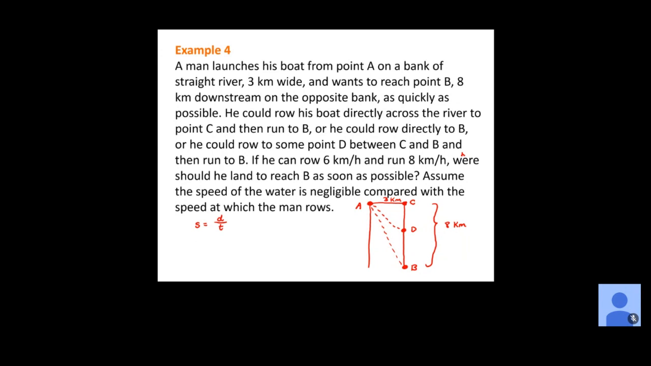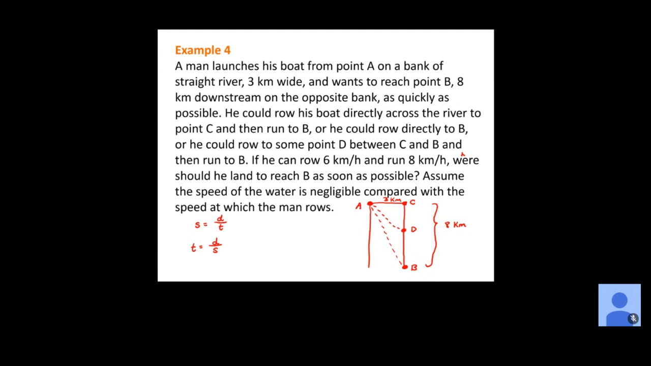Now, again, the thing we're trying to minimize is time. So let's get time by itself here. So how would you get time by itself? Good, right? Multiply by time, divide by speed. That's going to give us time equals distance divided by speed. So that's the formula we're going to work with now. That's the thing we're trying to minimize.